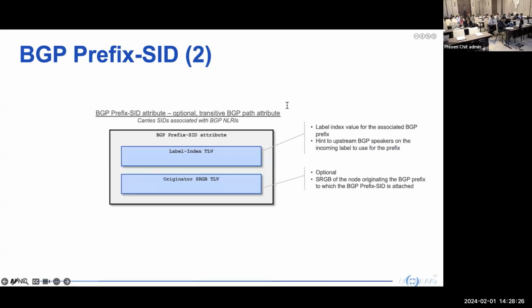The label index TLV contains the label index value for the associated BGP prefix. It is a hint to the upstream BGP speaker about the incoming label to use for the prefix. And the originator SRGB TLV is optional and contains information about the SRGB of the node originating the BGP prefix. It is an optional TLV.